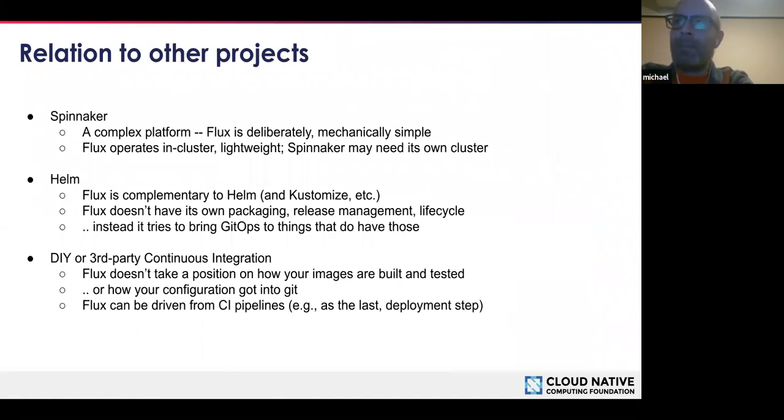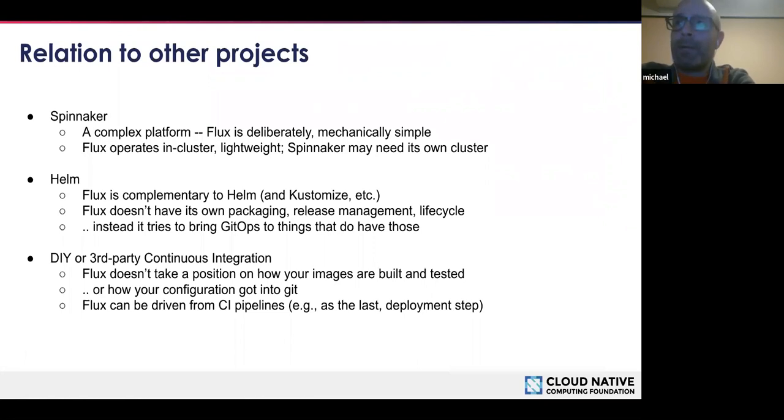There are some other projects which may be less in the way of alternatives, but that people might think of when they're looking at this stuff. So Spinnaker is definitely one of them. And I think the main way Flux would compare with Spinnaker is that Flux is really trying to do one thing quite mechanically simply. Spinnaker is, what we are told anyway, quite a complex platform, and it is a platform, whereas Flux is really a tool. It's not trying to be an all-encompassing platform. So it might be a lightweight versus heavyweight comparison with Spinnaker.